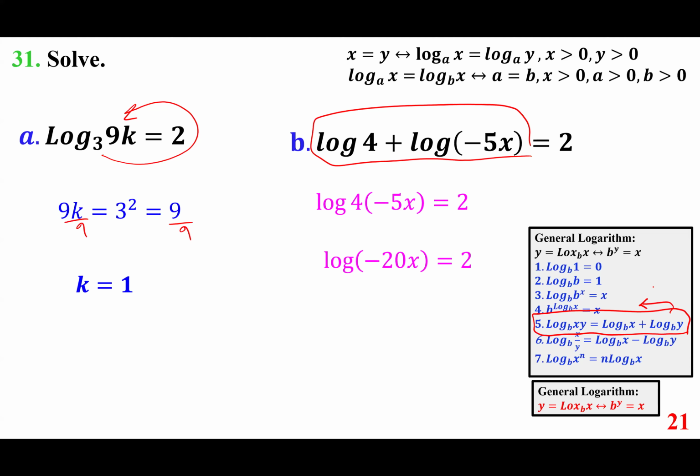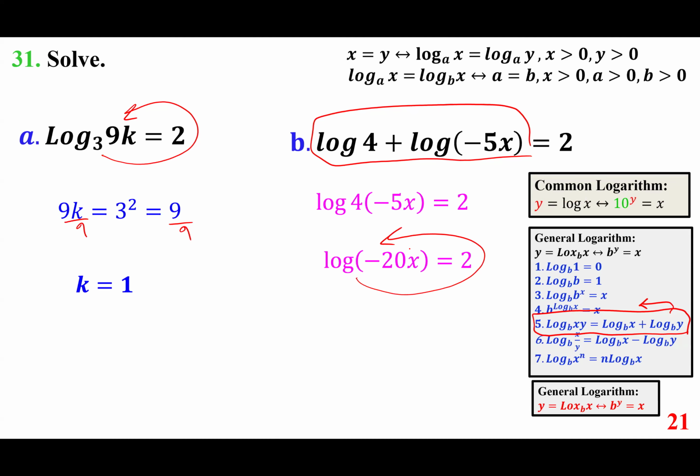Now, remember, when we have LOG and no base, we have a common log. The base is 10. And again, look at this arrow. The base is missing for LOG. That means the base is 10. Okay? We can look at this one. So, negative 20x is 10 squared, or 10 squared is negative 20x. Makes no difference. Of course, 10 squared means 100. Divide by negative 20. X is negative 5.